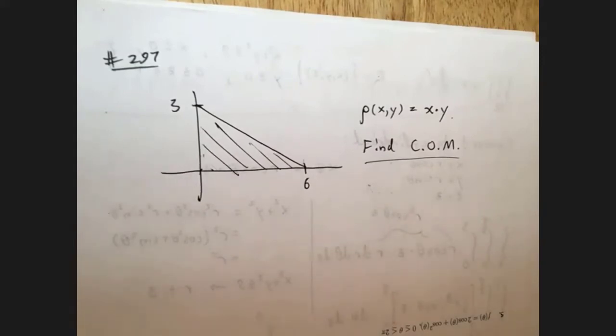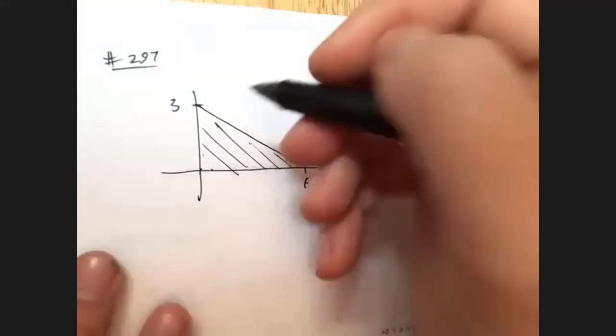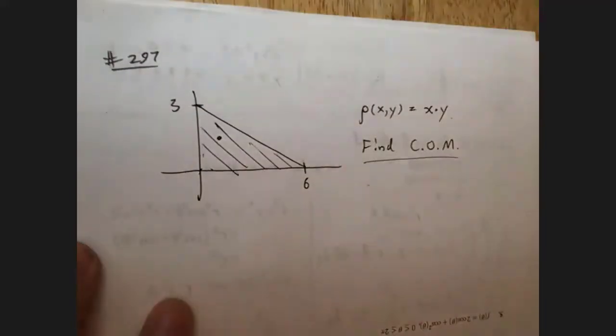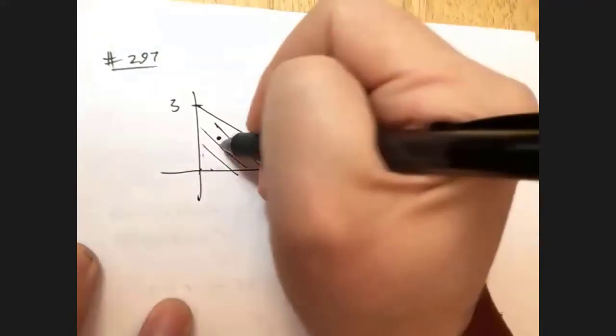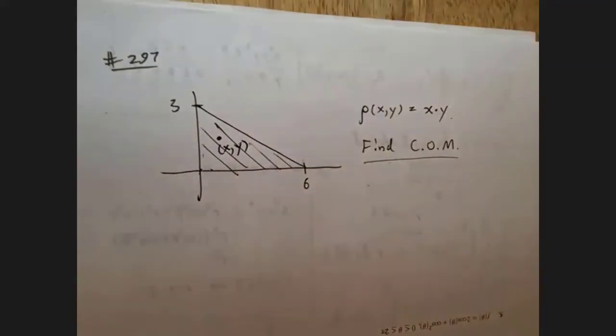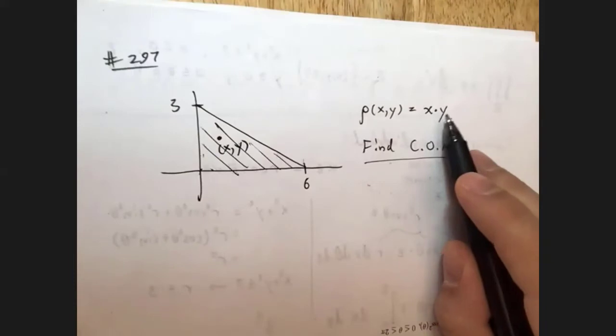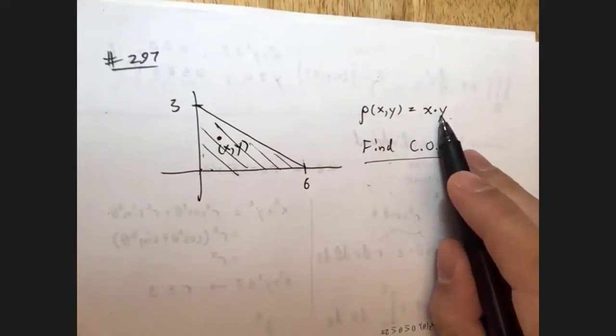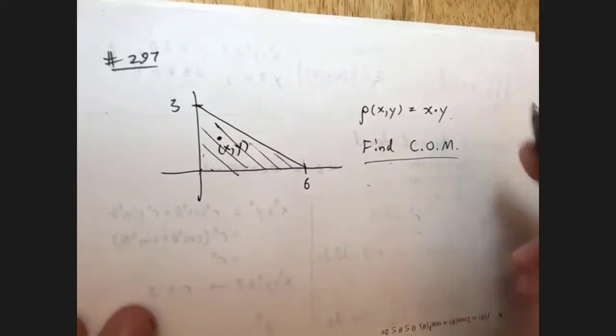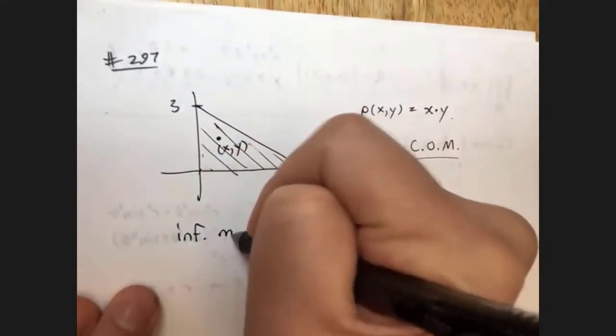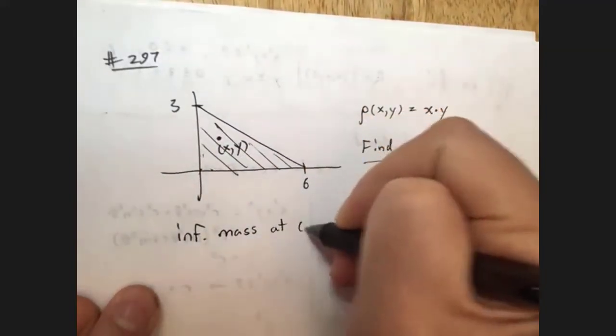Well, the trick to this problem is we have to break it down into two. We need to find the center of mass in the x direction, and then we have to find the center of mass in the y direction. Okay, so what we do is we take any point in here, some point (x, y). We know the density at that point, so we can find the infinitesimal mass at that point.